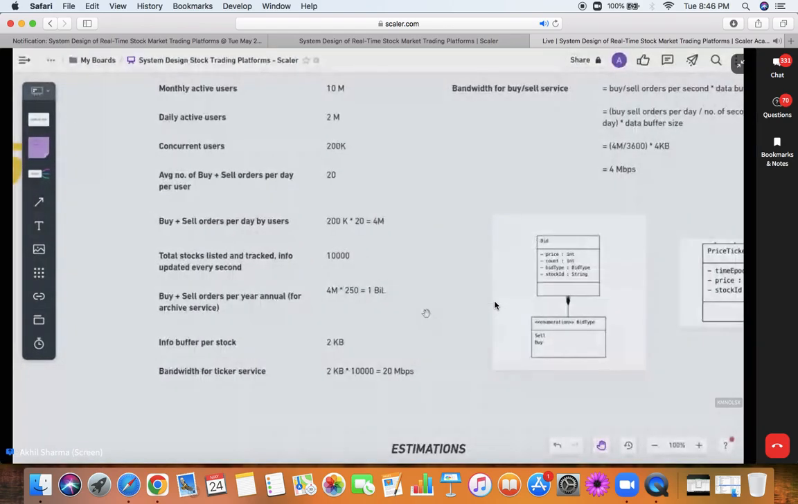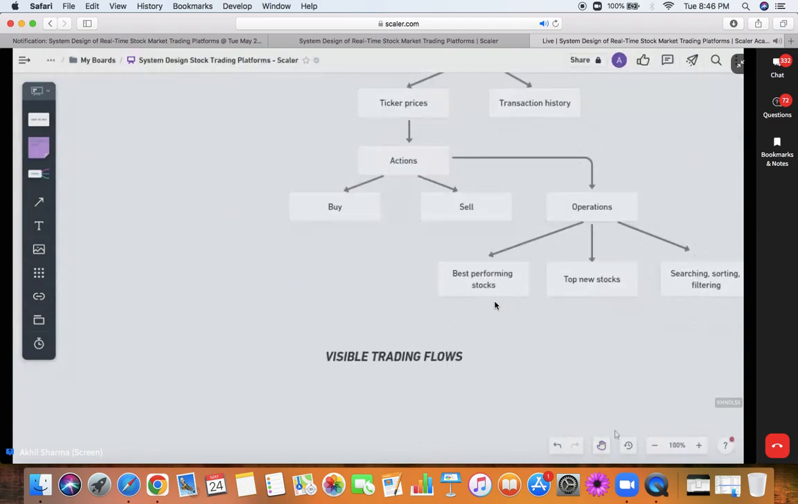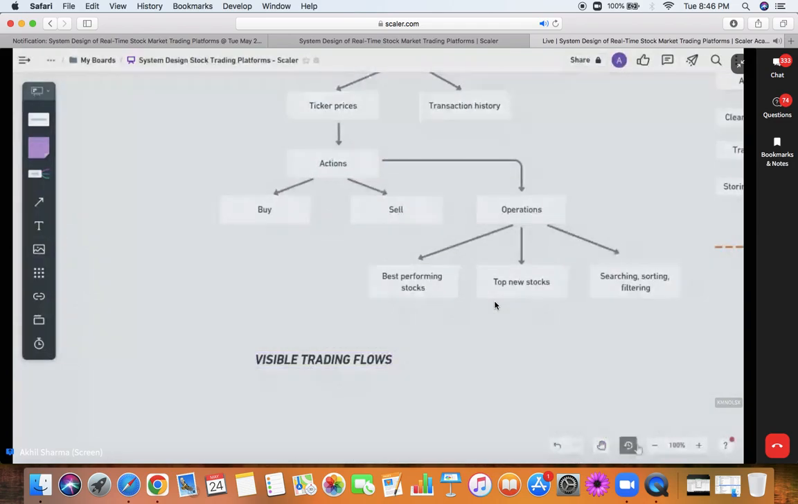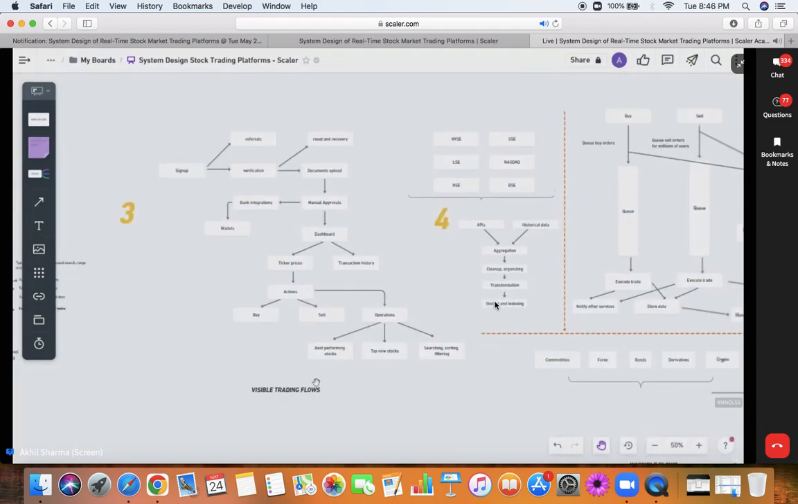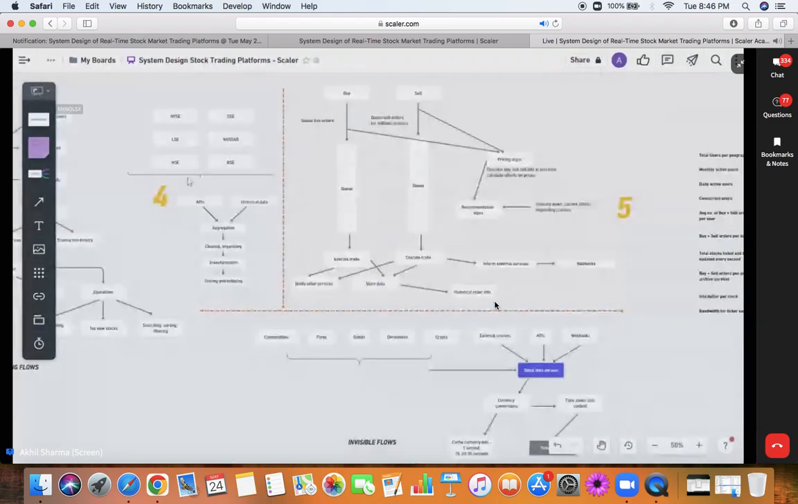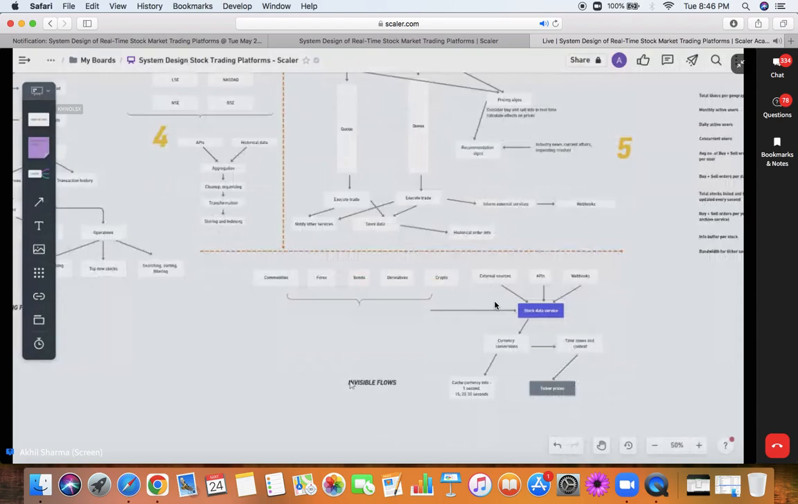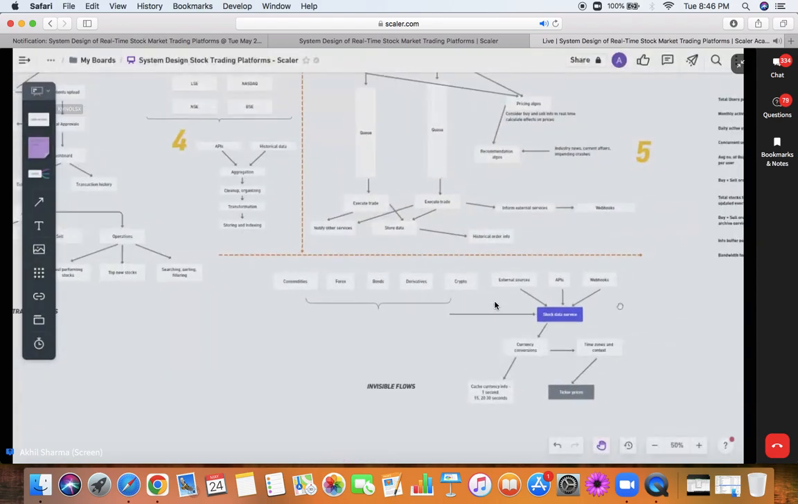Now, I hope you've noted down that whenever we start with system design, we first design the visible flows that the user will see. Write it down somewhere, guys. Write down these notes. You have visible trading flows, and then you have invisible flows, what's happening behind the scenes. You want to make a flow of both of these things in your system design.